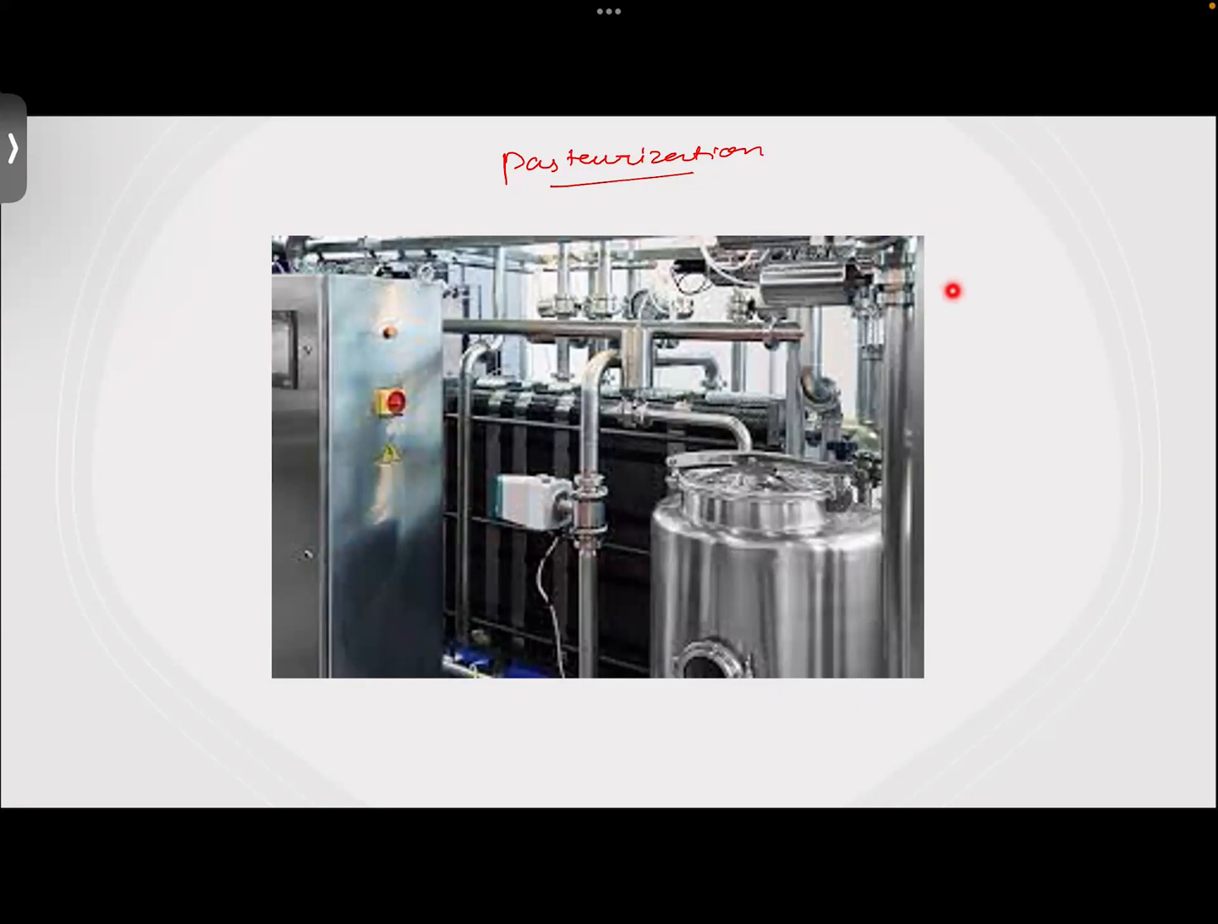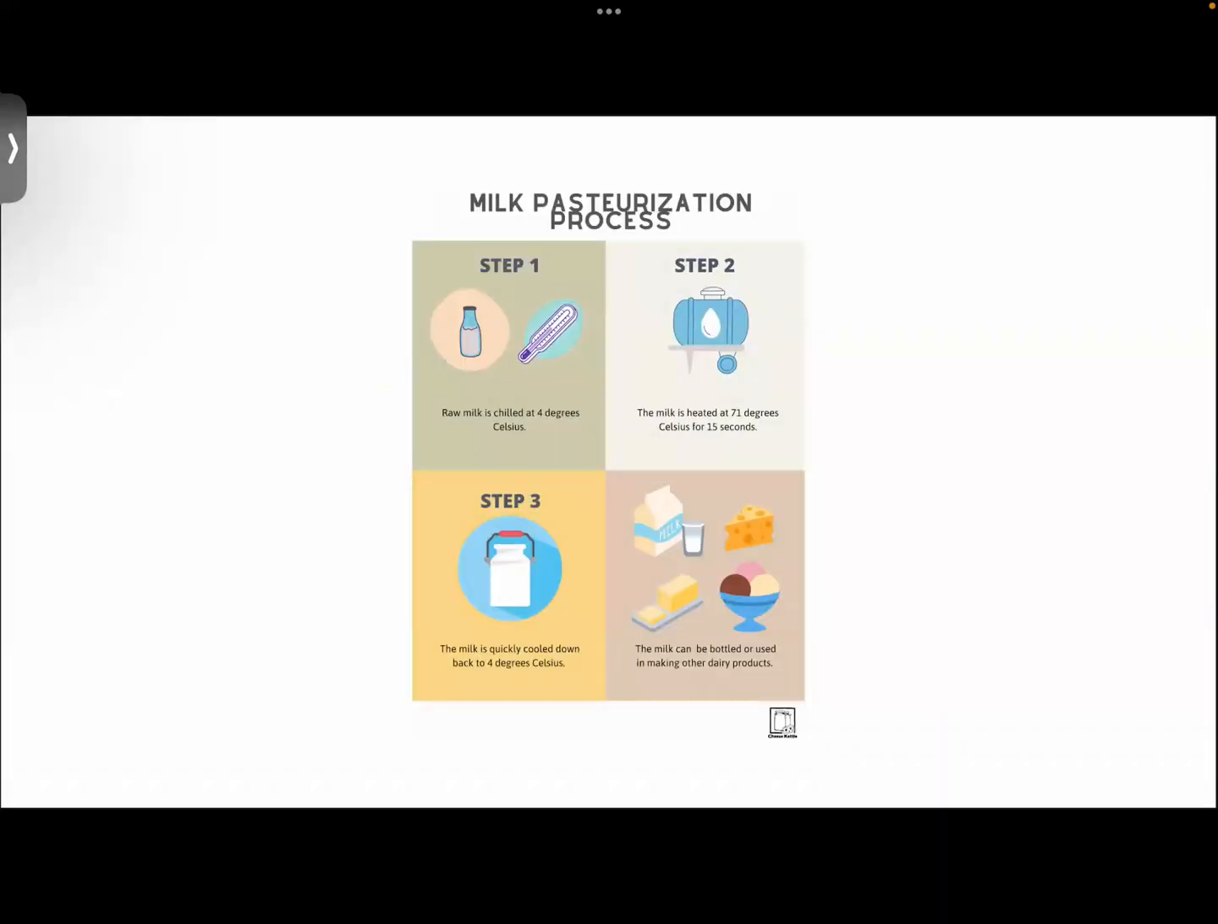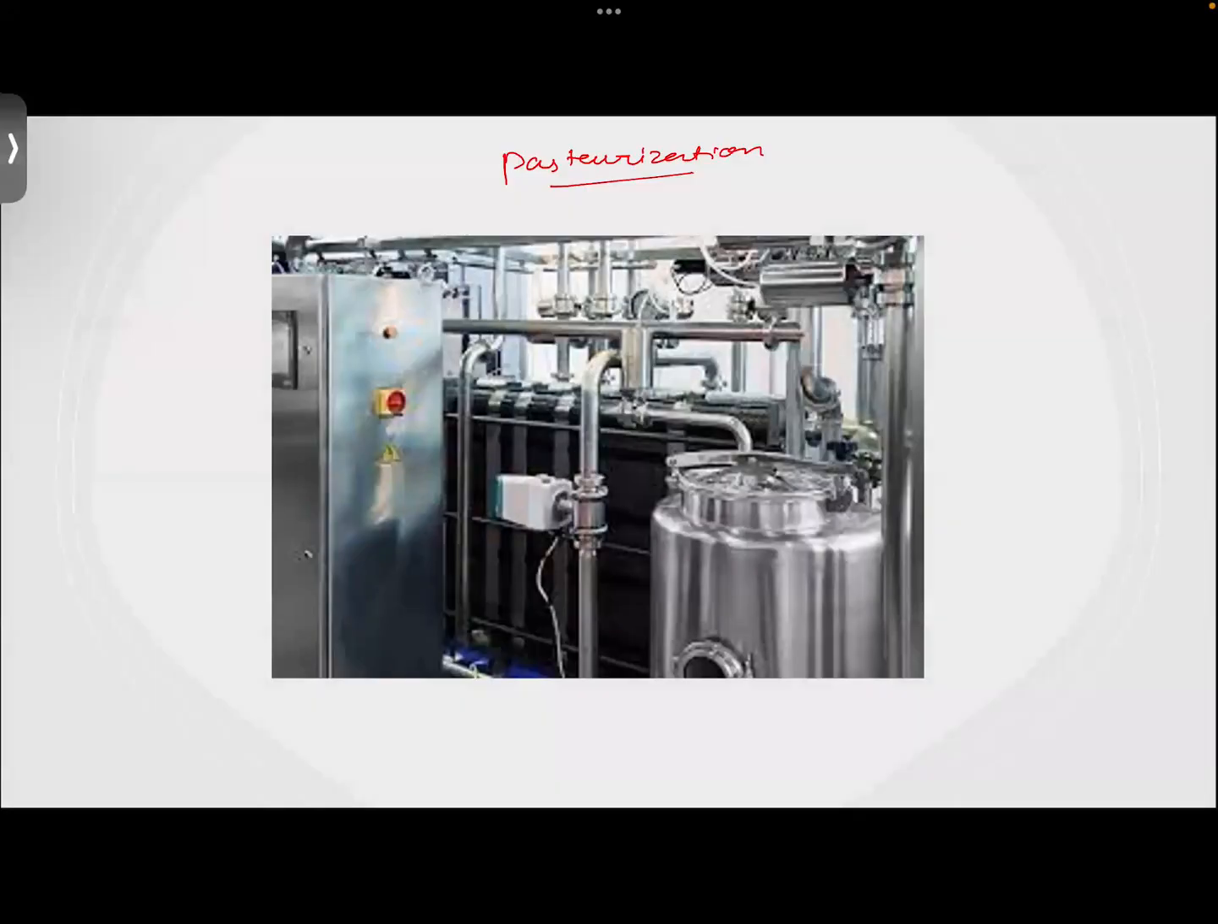So first the milk will be heated to 70 degrees Celsius for 15 to 30 seconds. This will kill most of the bacteria present in it. Then after that, it will be quickly cooled down to a temperature where any other remaining bacteria will also be killed. Getting it now, guys?